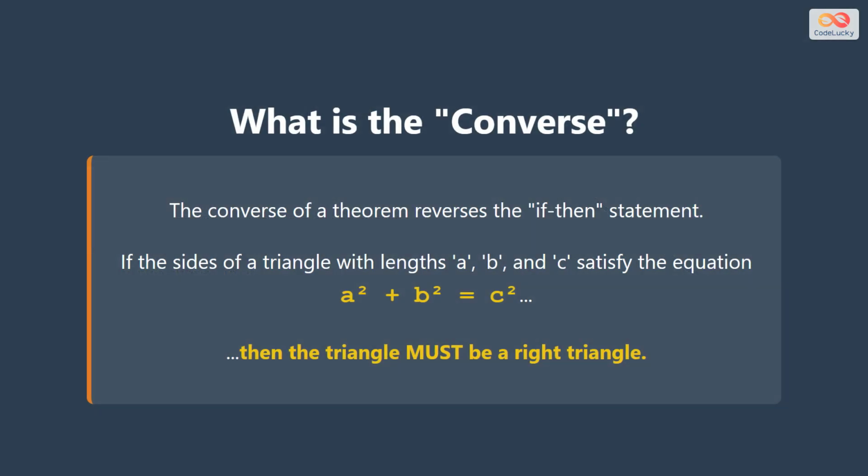The converse simply flips the if-then logic. It tells us that if the side lengths of any triangle fit the formula a squared plus b squared equals c squared, then that triangle must be a right triangle. It works in reverse.